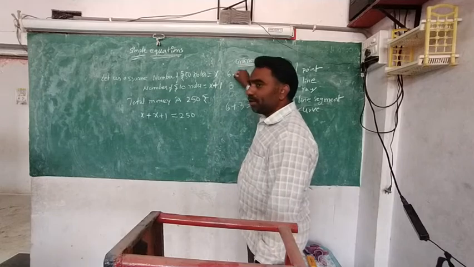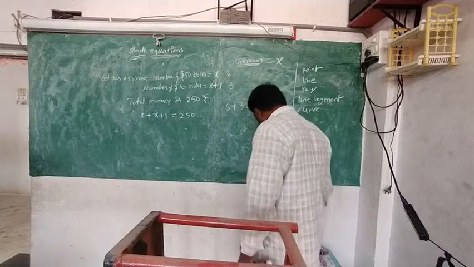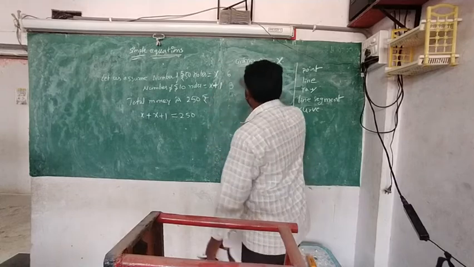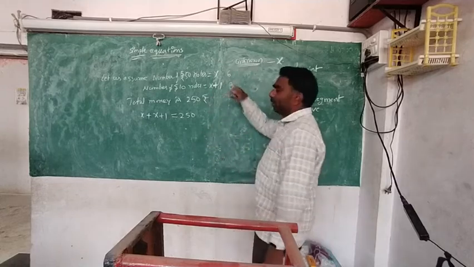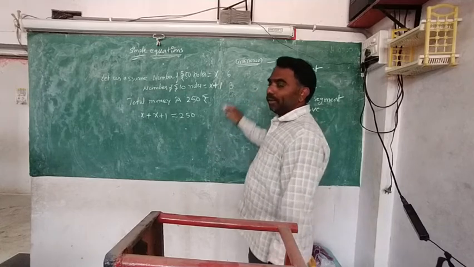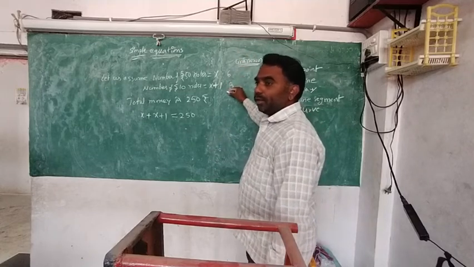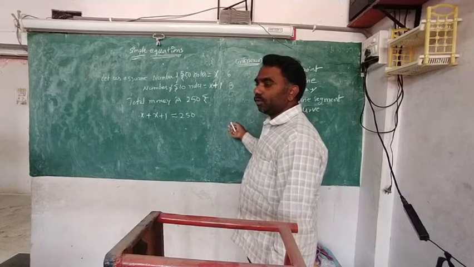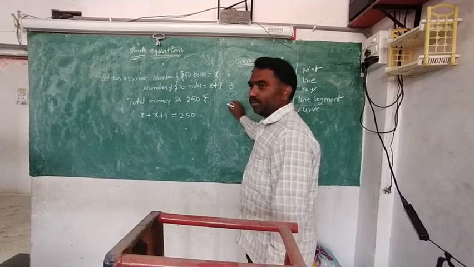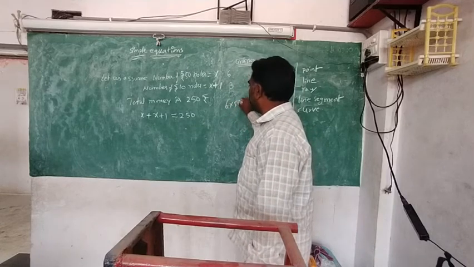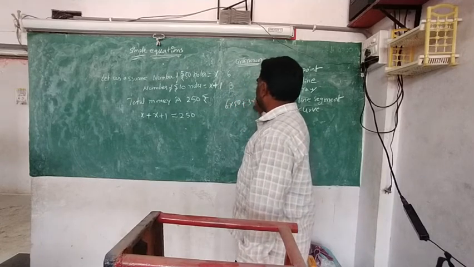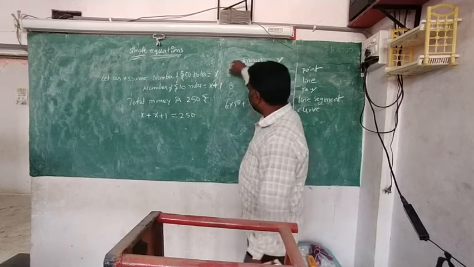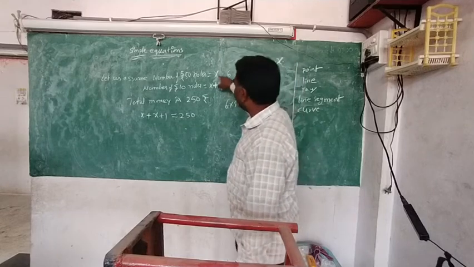When the numbers are there, how did you say to me? When I ask how much money is there, what do you do? We will multiply. The process: 6 into 50 plus 3 into 10. Like that you have done now. When numbers are there, you have done like that. When letters are there, you are doing it differently.